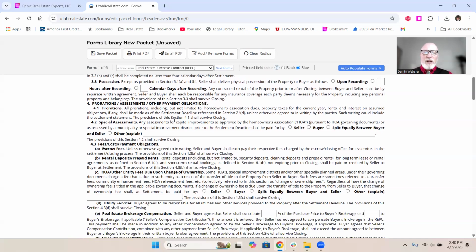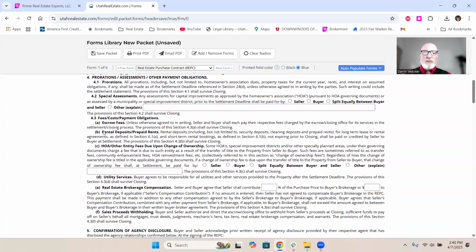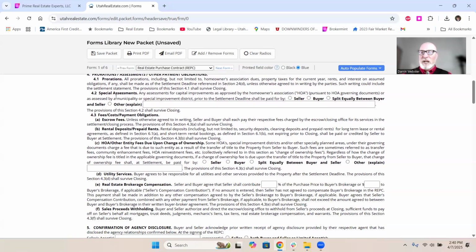Prorations, this is determining how to prorate if there are any overdue homeowners association dues, property taxes, rents, interest, all of those. The actual math will be taken care of by title. But this comes up if there's any kind of special assessment against a property.